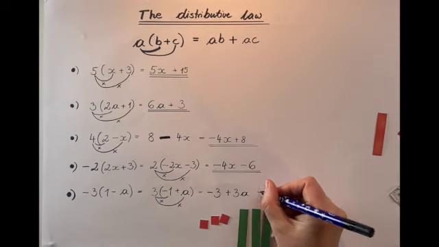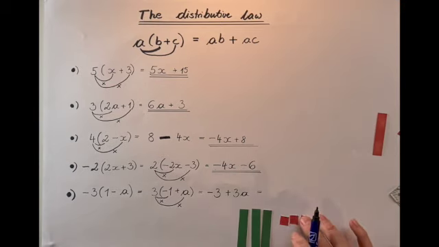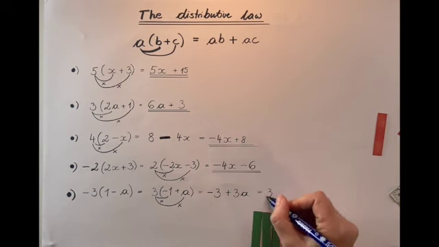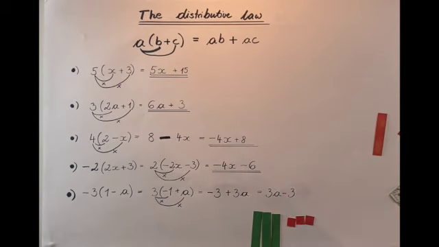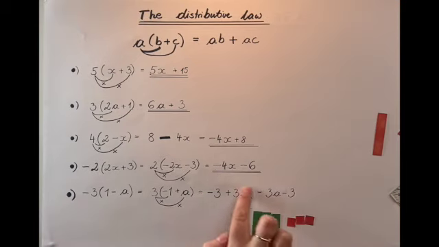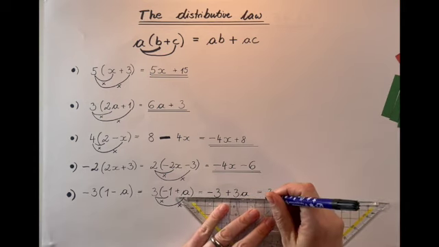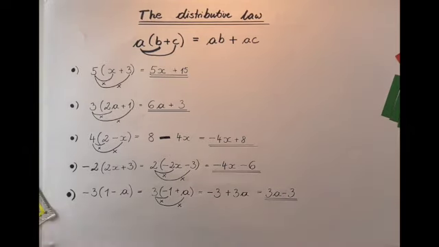However, what I prefer doing is I am going to rearrange this so that I have the variables first, as we usually do in algebra. So I get here 3a take away 3. And that's the final answer to our problem. However, I said already, this is perfectly correct as well. This is just a bit more consistent with our algebra notation.